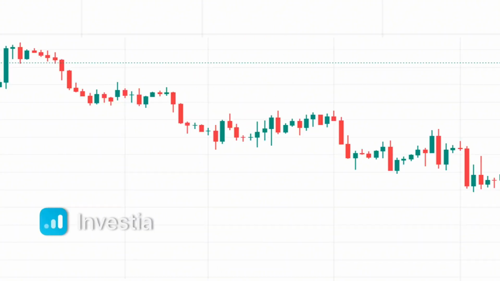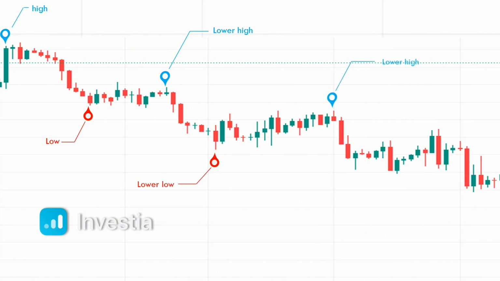This is a gold chart, and as you can see, price started with a high. Then price dropped and made a low. After that, price retraced up, making a high lower than the previous high. Then price dropped again and made a low lower than the previous low. And as you can see, price created lower highs and lower lows repeatedly, creating a downtrend in the process.